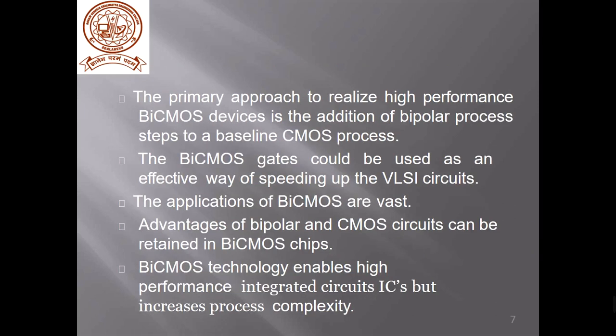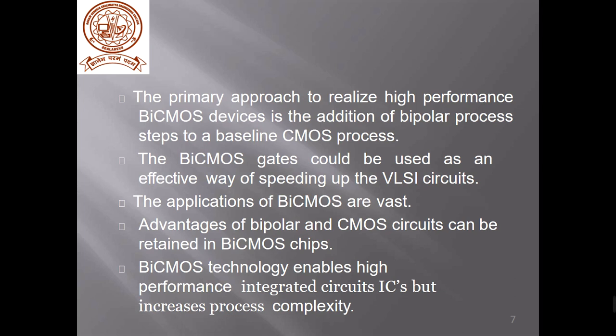The primary approach to realize high performance Bi-CMOS devices is the addition of bipolar process steps to the baseline CMOS process. Bi-CMOS gates can be used as an effective way of speeding up VLSI circuits. The applications of Bi-CMOS transistors are very wide and vast. In many applications we are using Bi-CMOS transistors nowadays, and all these applications we can discuss in the later slides.